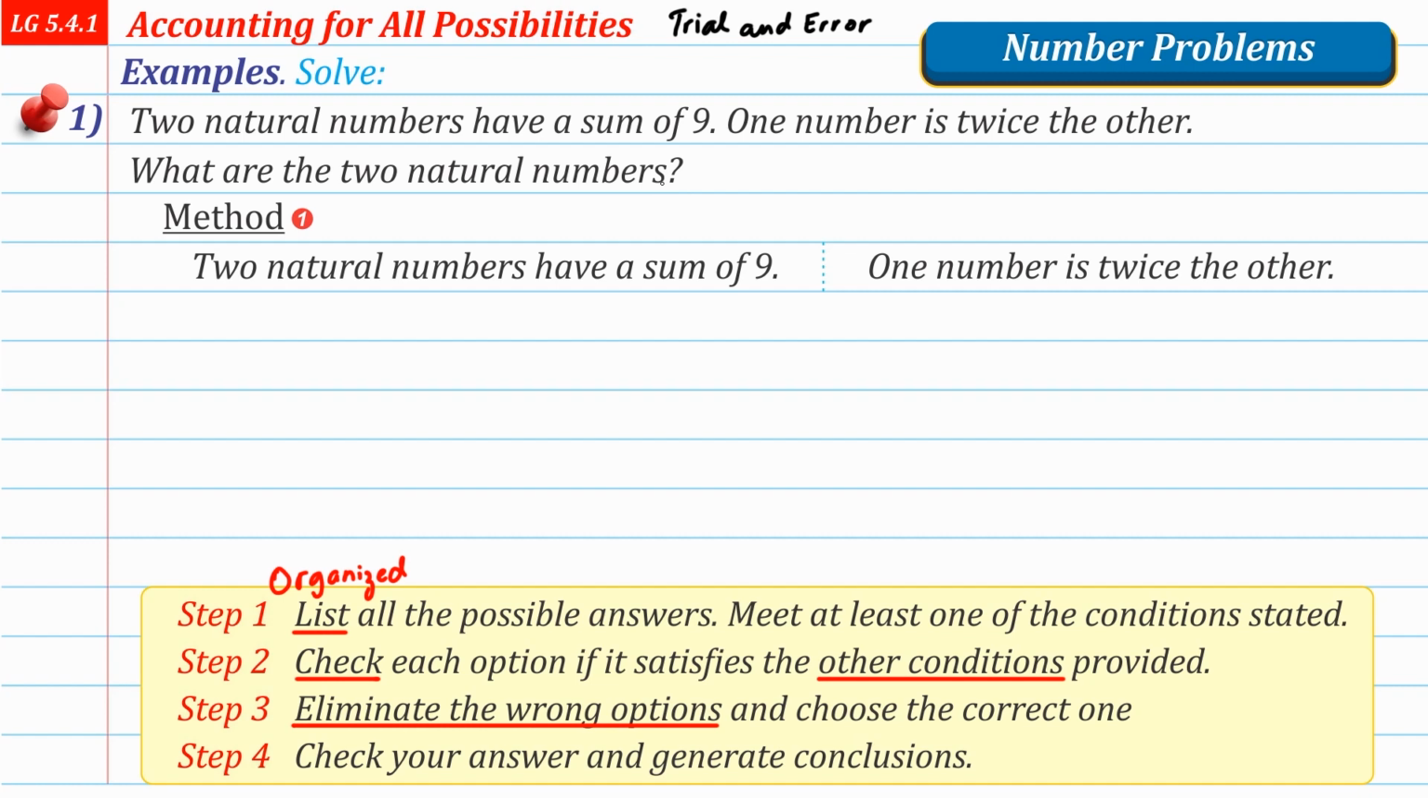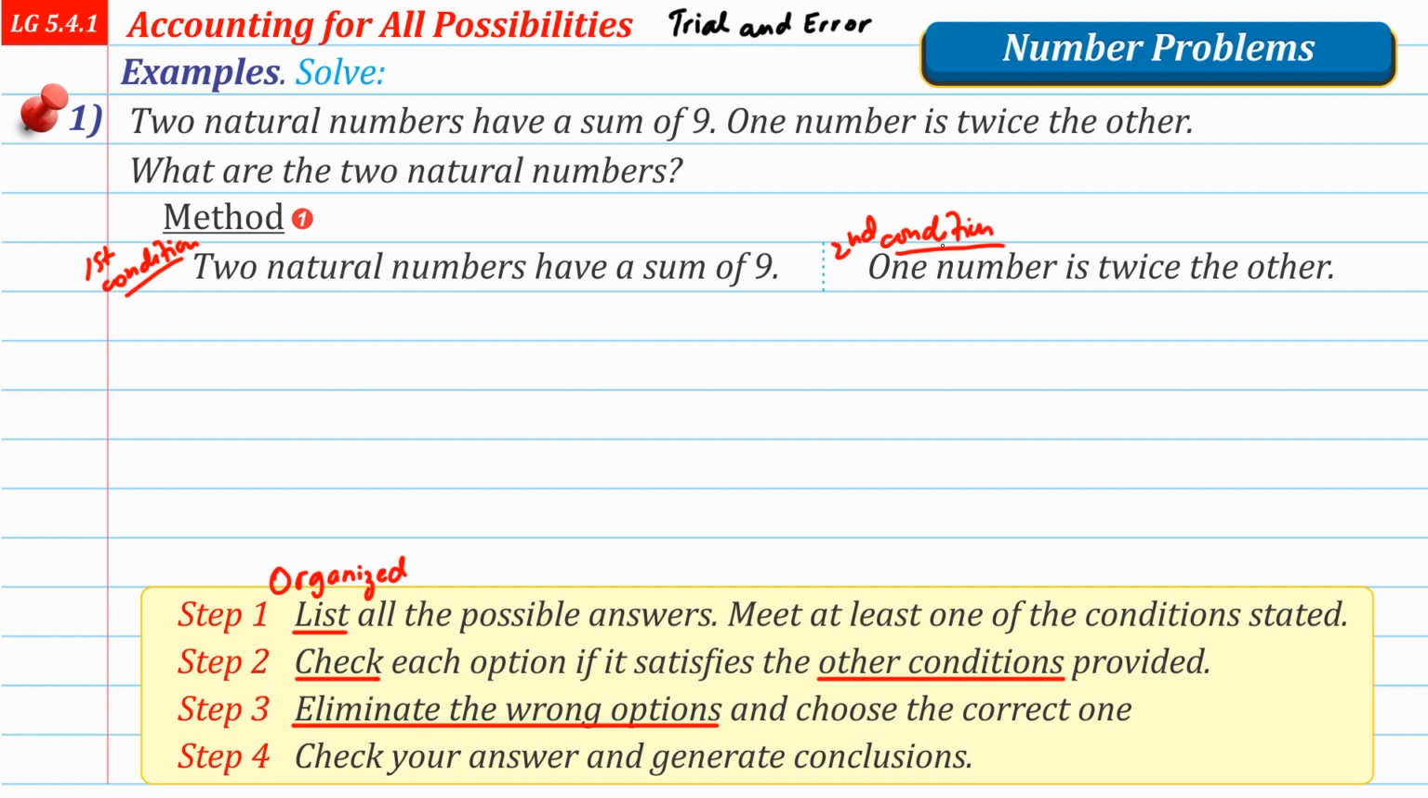But before that, the very first thing to do is check siguro yung conditions. Ano yung condition? Ano yung dapat nating masatisfy? Now, we have actually two. The first one is, two natural numbers have a sum of 9. Ayun, nilista ko na dito. So, we can call this the first condition. And then, one number is twice the other. So, that is the second condition. Kailangan isatisfy mo both conditions.